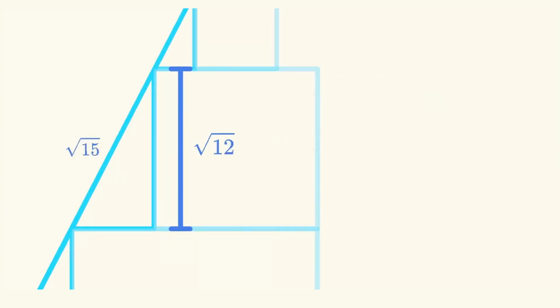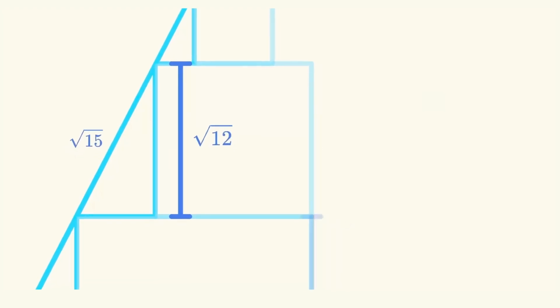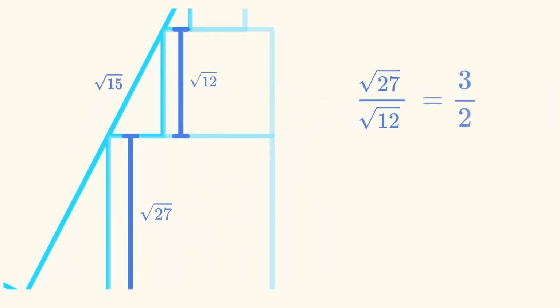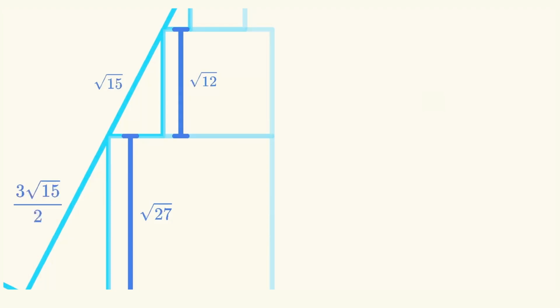Since the triangles are similar, the ratio is the same between each of their corresponding sides. The length of the right leg of the bottom triangle is the square root of 27, which is in a ratio of 3 to 2 with the right leg of the middle one. We can use this ratio to find the hypotenuse of the bottom triangle. We can use the same logic to find the hypotenuse of the top triangle.